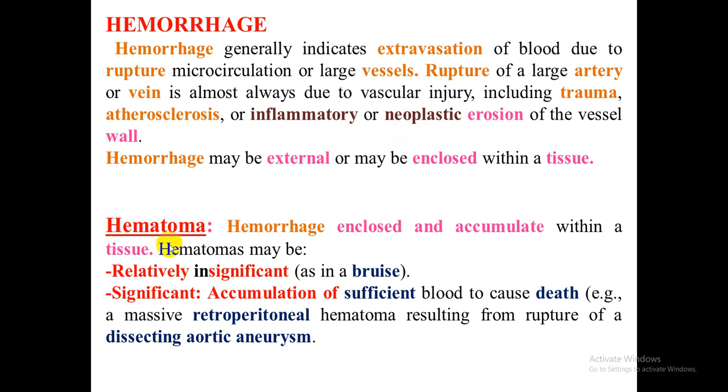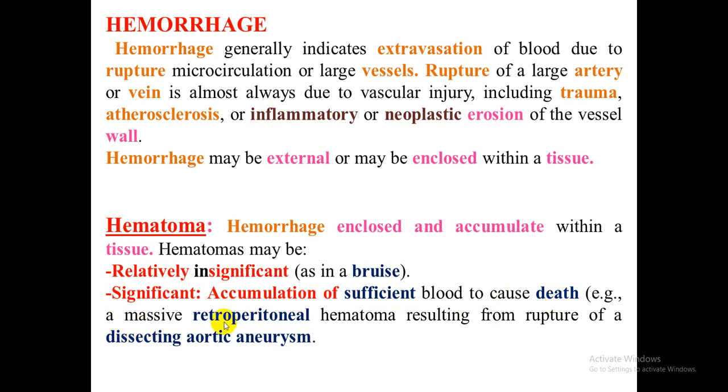And some terms are related to the hemorrhage process. Hematoma means hemorrhage enclosed and accumulated within the tissue. The hematoma may be relatively insignificant, as in a bruise, with insignificant volume, or it may be significant, an accumulation of sufficient blood to cause death.